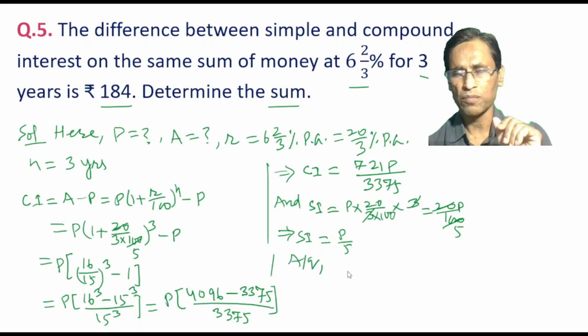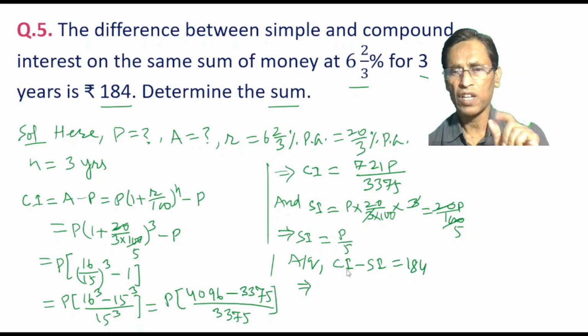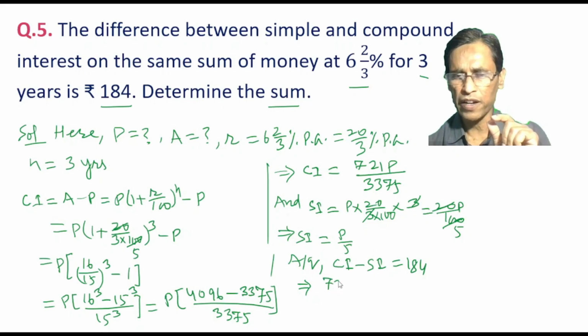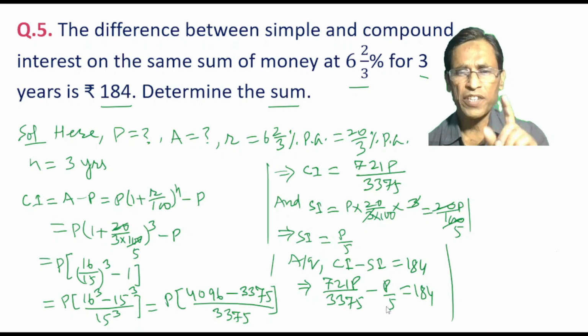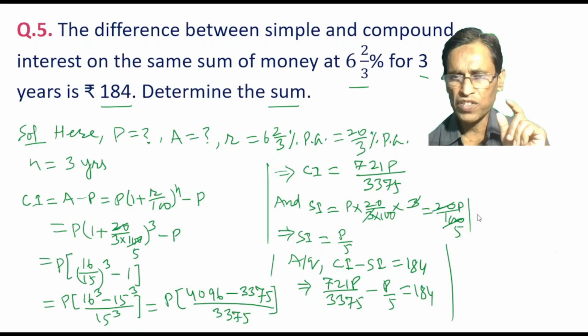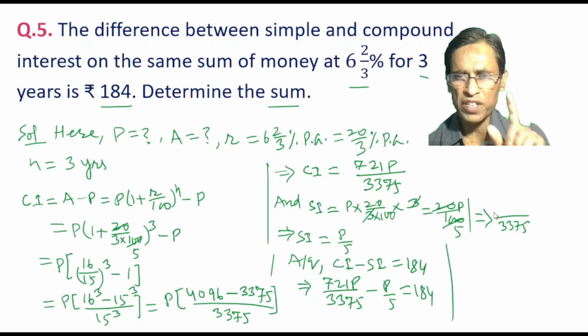According to the question, CI minus SI is 184. Therefore CI will be 721P by 3375 and minus SI will be P by 5, and then it will be equal to 184. Now it's the matter of taking LCM, which is 3375, and so the numerator will be the same.